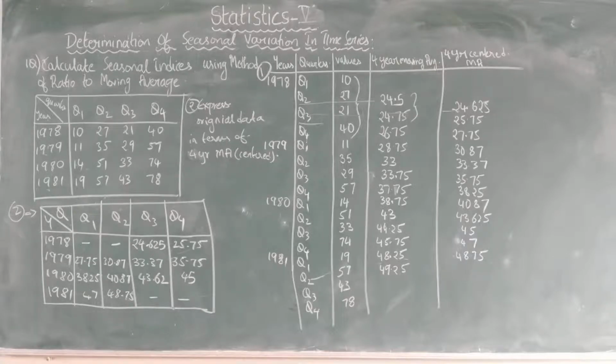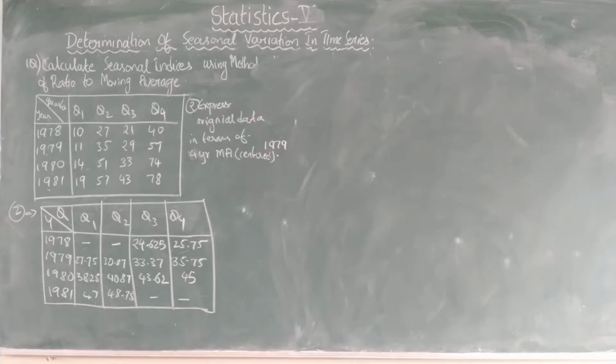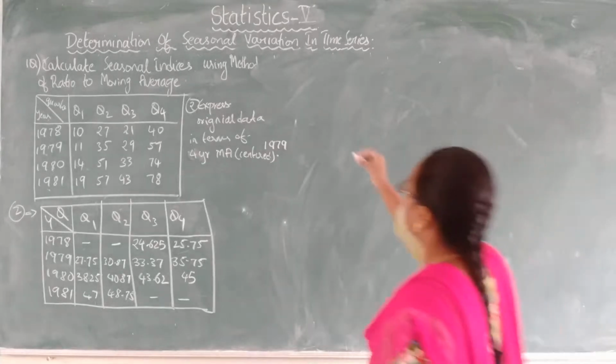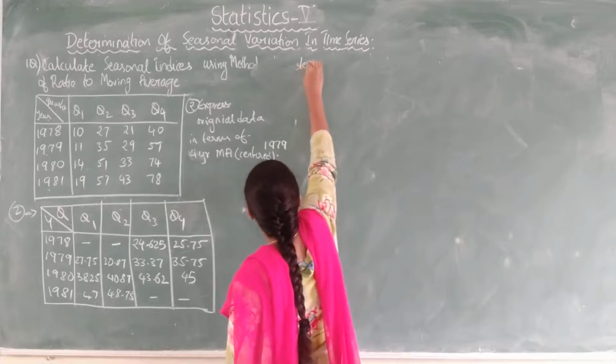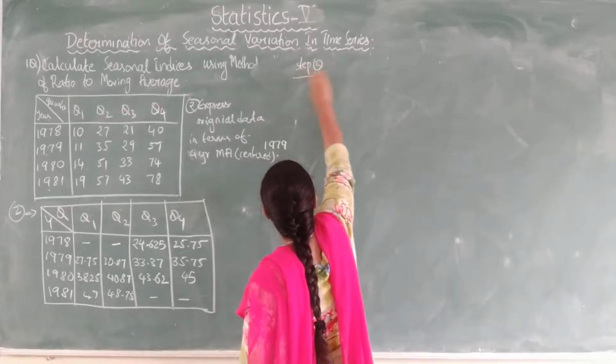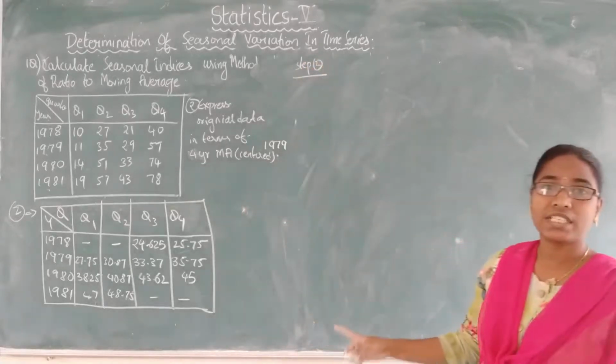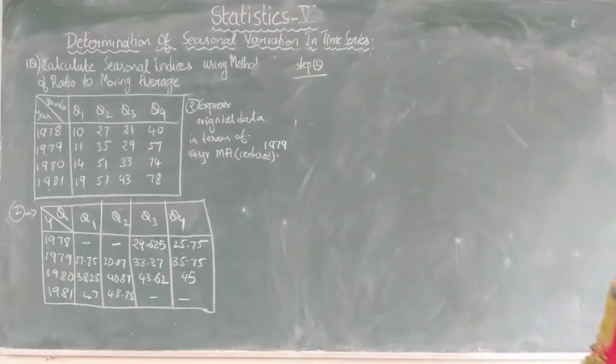Now we will move on to the third step. So step 3 is you need to express these moving averages as a percentage of original data. So express the original data as a percentage of moving average.